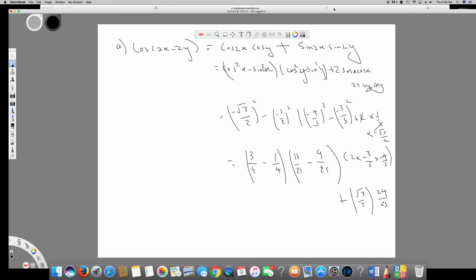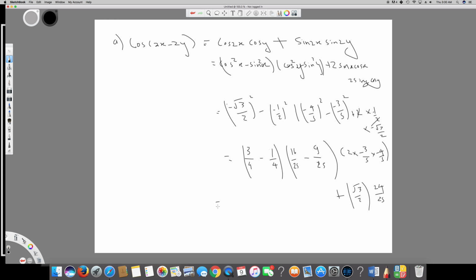Since this is true, I can calculate these values right here. So 3 over 4 minus 1 over 4 is going to be 2 over 4, which is equal to 1 over 2, times 16 minus 9 over 25. 16 minus 9 is equal to 7, so 7 over 25.